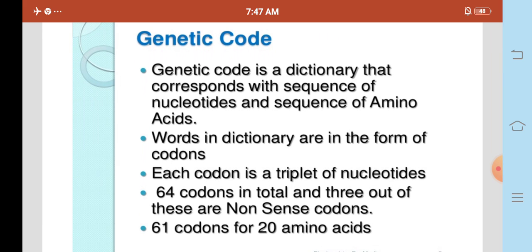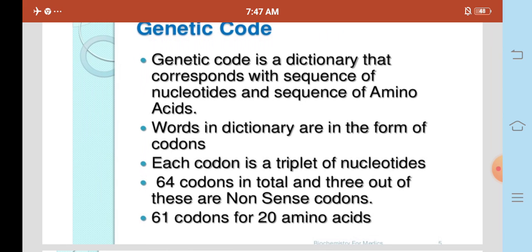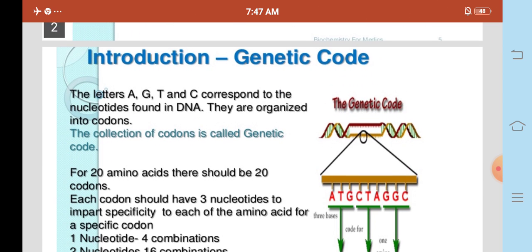Words in the dictionary are in the form of codons. Each codon is a triplet of nucleotides. There are 64 codons in total, and 3 out of these are nonsense codons. 61 codons code for 20 amino acids.